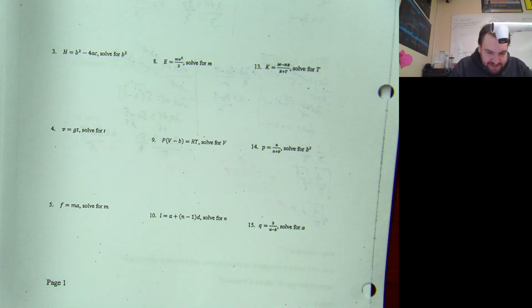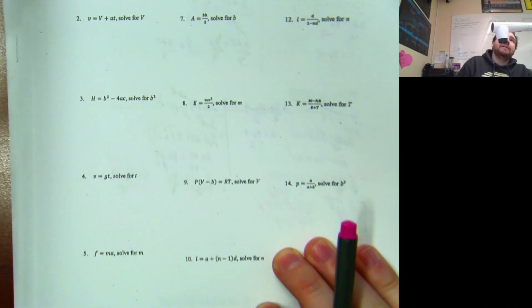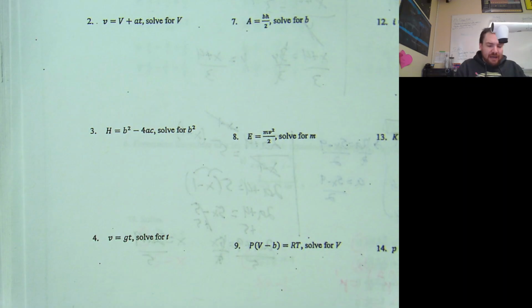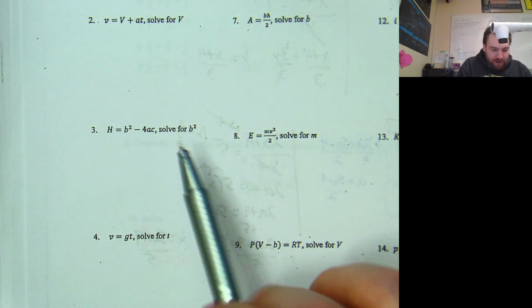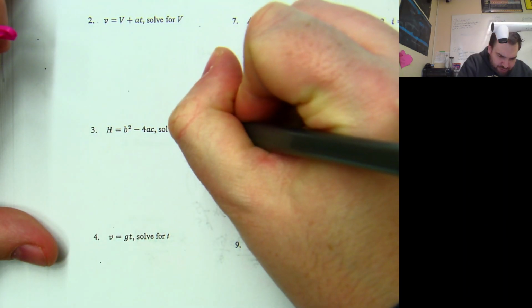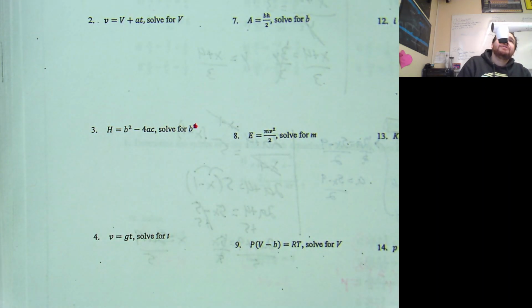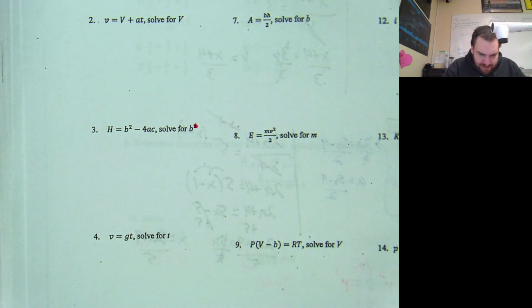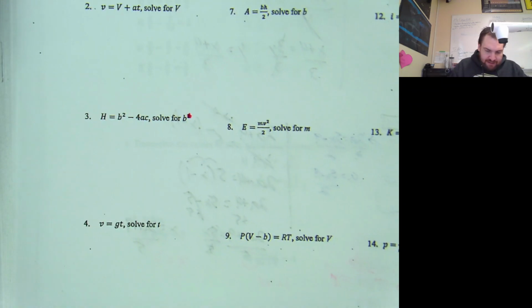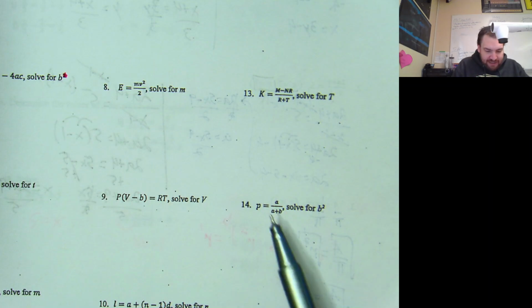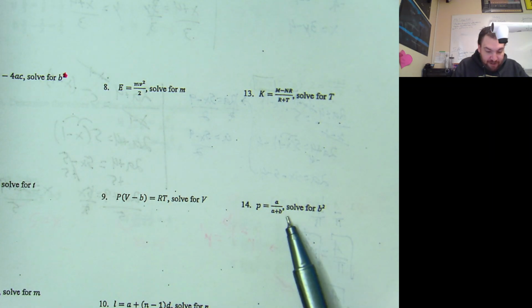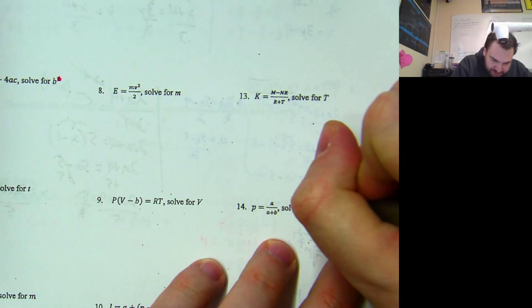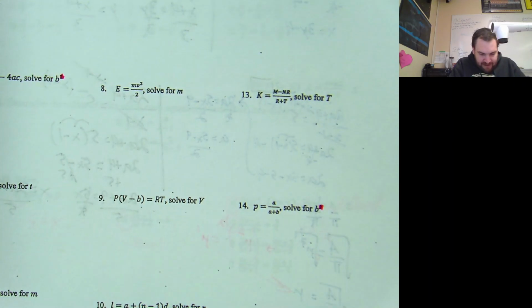There are 2 mistakes on this thing that I just found. Number 3, I don't want you to solve for b squared. I want you to solve for b. Scribble out that 2 up there. That's question number 3. The other mistake is number 14, because that's not even b squared. That's just a comma. It's p equals a over a plus b, comma, solve for b. I don't want you to solve for b squared. I want you to solve for b. And that's the only one.